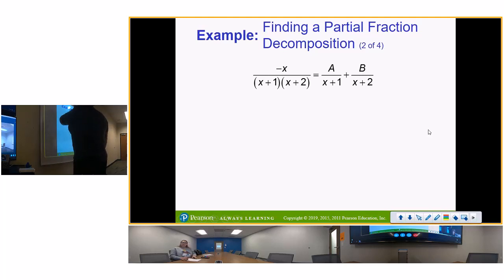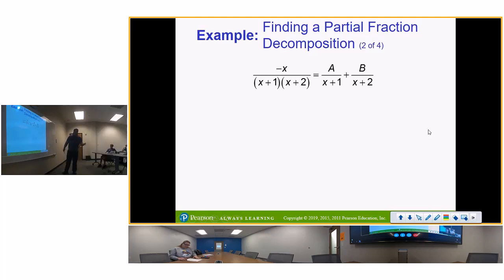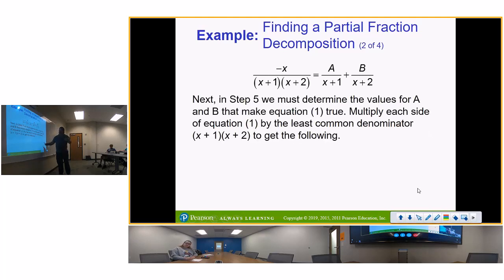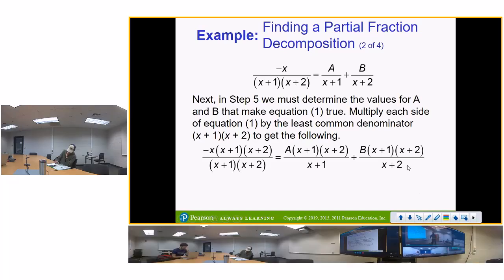Okay? Now what do we do? Well, we're going to multiply both sides by the common denominator because you want to get rid of the fraction, right? So, multiply both sides by x plus 1 times x plus 2. Go ahead and do that.